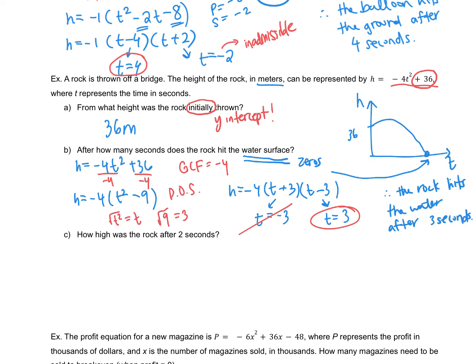And finally, how high was the rock after 2 seconds? So here, we're just doing a little substitution. I'm giving you time. Time is 2. So let's just go to our equation. -4, and then instead of t squared, we're going to write 2 squared, and then plus 36. Exponents always come first, like always. 2 squared is 4.